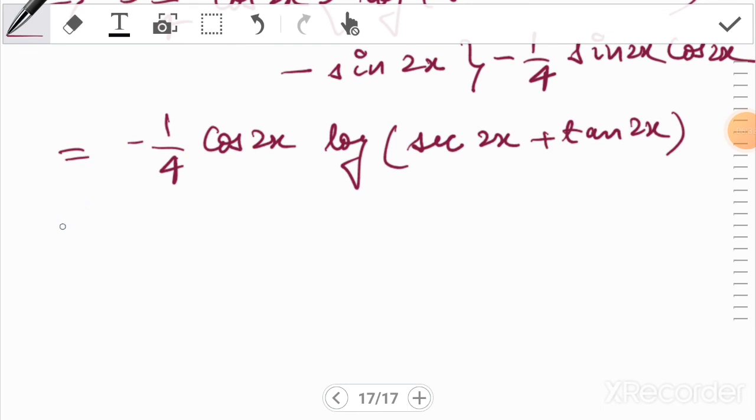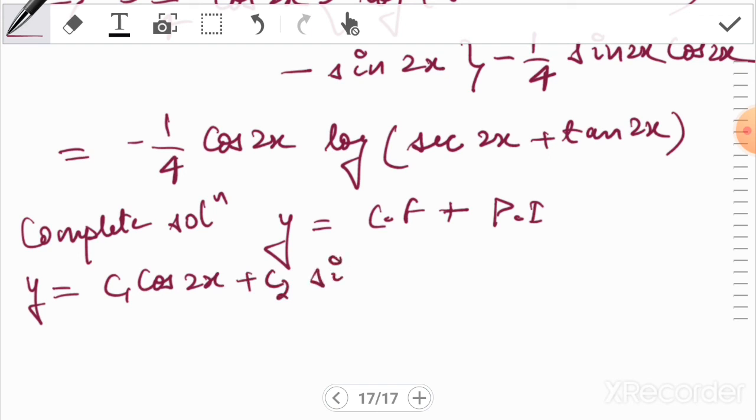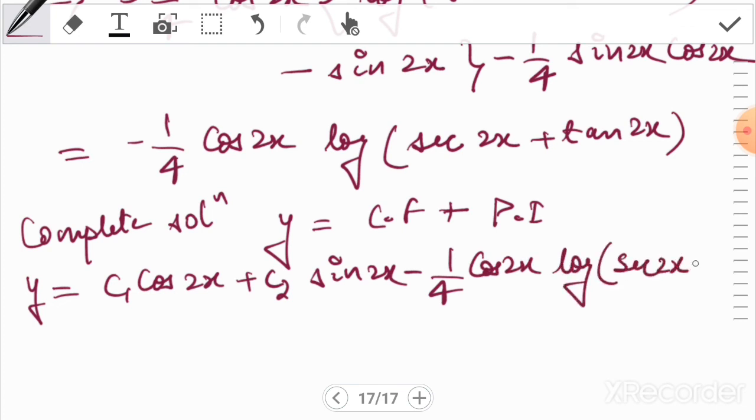Hence the complete solution is equal to complementary function plus particular integral, which will be equal to y is equal to c1 cos 2x plus c2 sin 2x minus 1 by 4 cos 2x log of secant 2x plus tan 2x. So this is the required complete solution.